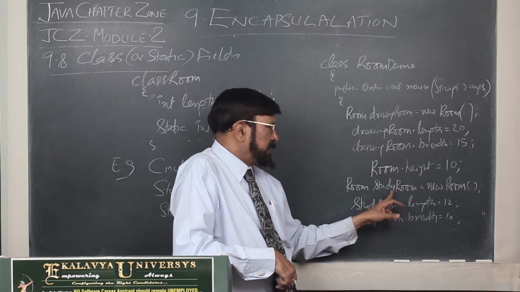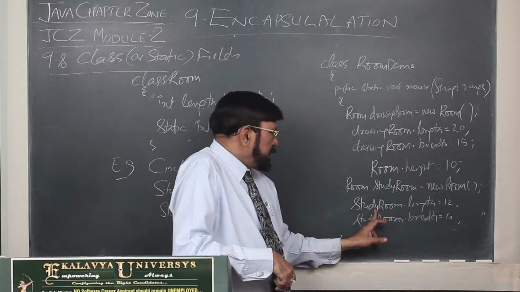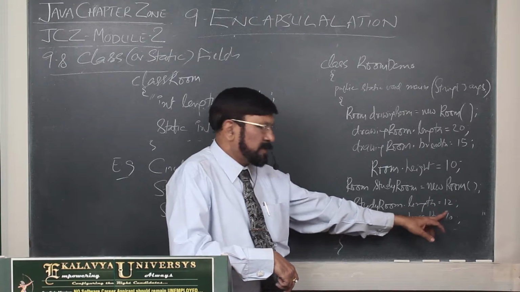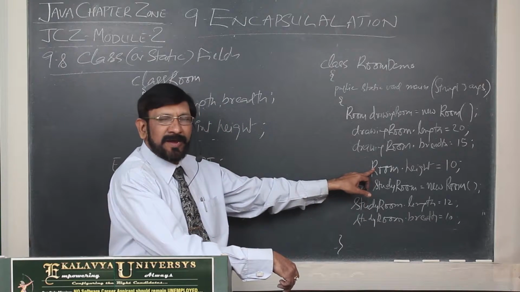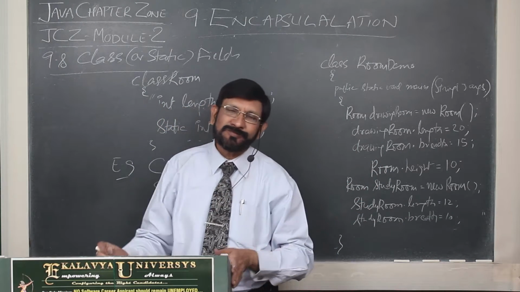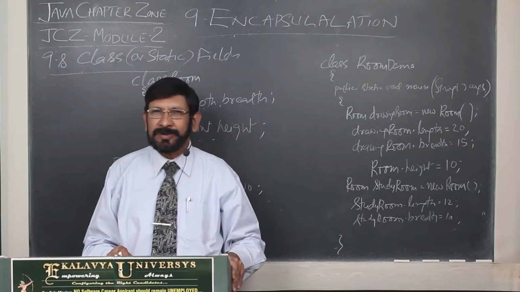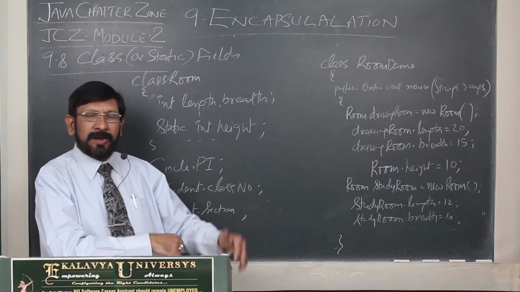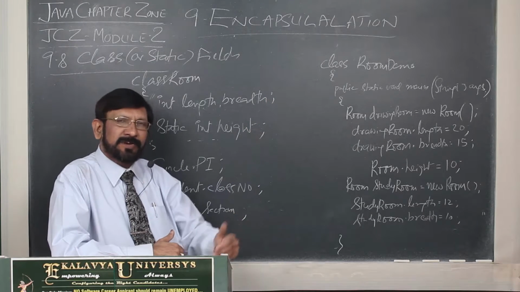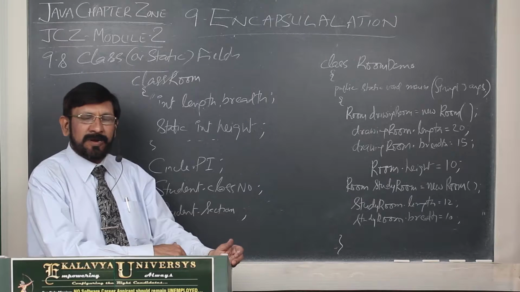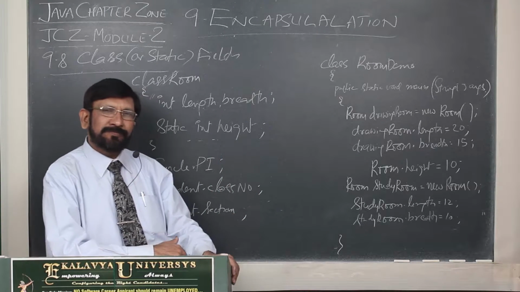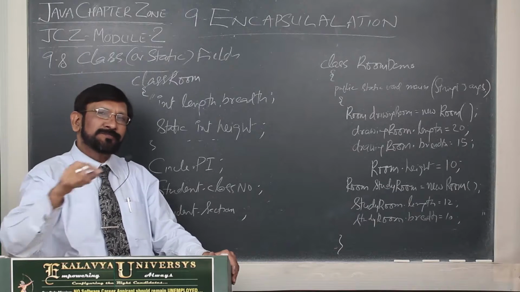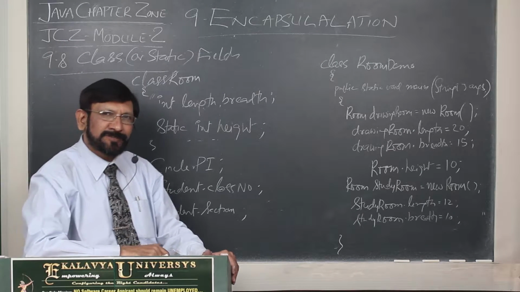Now come to the next room. One more object is created, study room. Study room dot length 12. Study room dot breadth 10. But you need not define height. The same thing you can use. That is the smartest. So whenever you are writing a program, after identifying the fields required for a particular class, you have to apply your brain. Which data items or which fields are common for all the objects, that you have to understand.